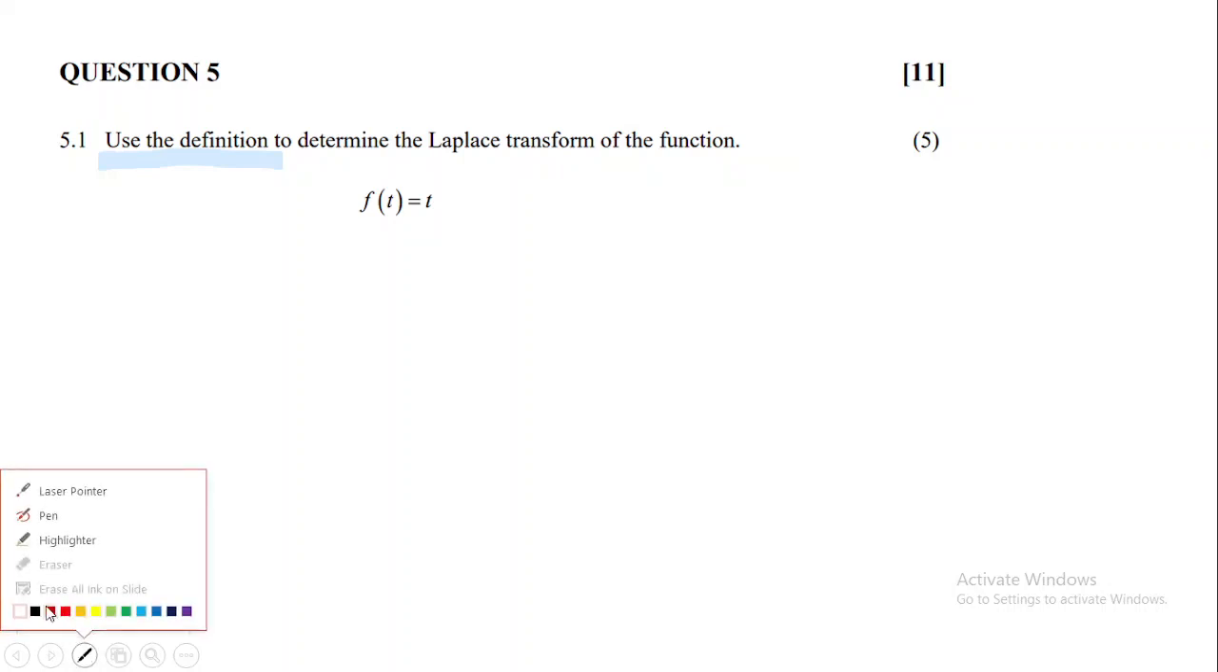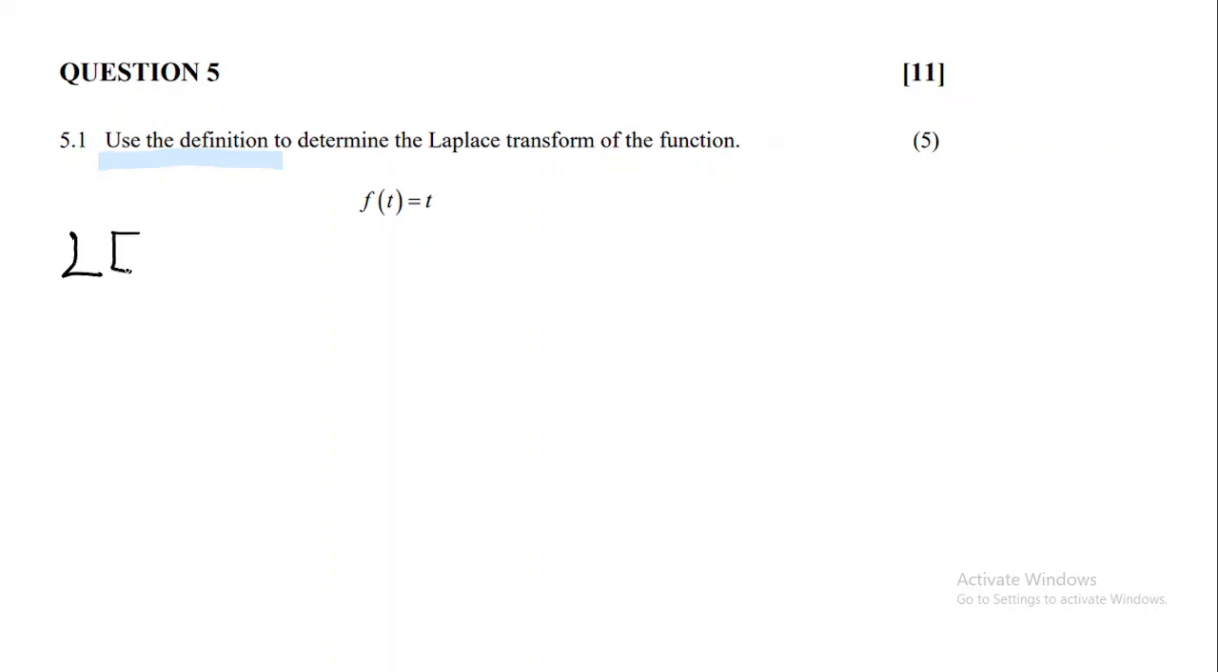Without scratching your skull, the first thing you need to do is write the definition. You know that the Laplace transform by definition is given by the Laplace of f of t, which equals the integral from 0 to infinity of f of t multiplied by e to the exponent minus st dt. Luckily, you have f of t equals t.